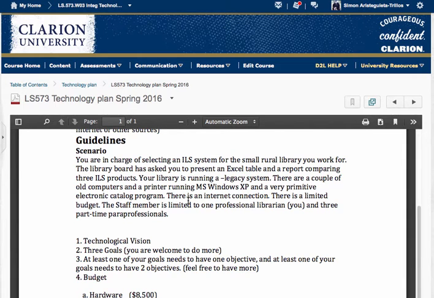Your library is running a legacy system. There are a couple of old computers and a printer running MS Windows XP and a very primitive electronic catalog program. There is an internet connection. There is a limited budget. The staff is limited to one professional librarian, that is you, and 3 other part-time paraprofessionals. Paraprofessionals mean that they don't have an MLS, and you do in this scenario.